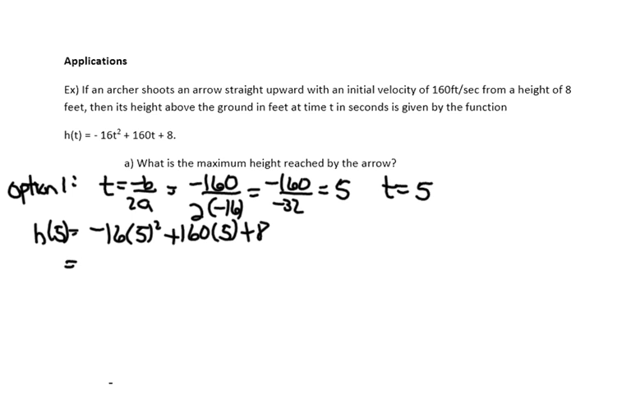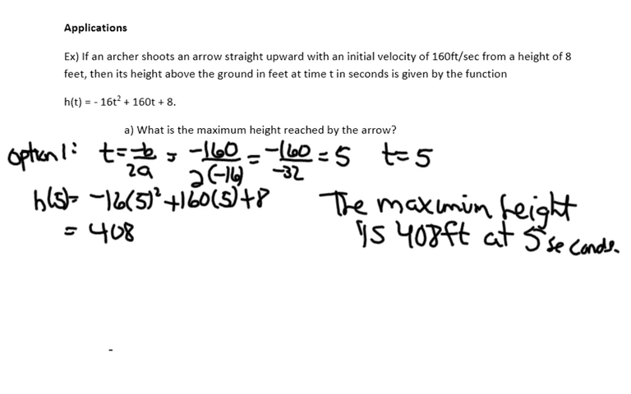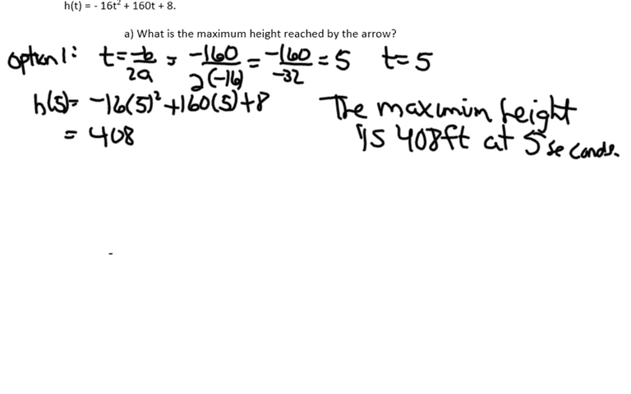Okay. And when this is all said and done, this simplifies down to 408. So the maximum height is 408 feet at 5 seconds. Again, that's one way that you can do this. The second option is I can use the original function equation and complete the square. So let's take a look at that option.